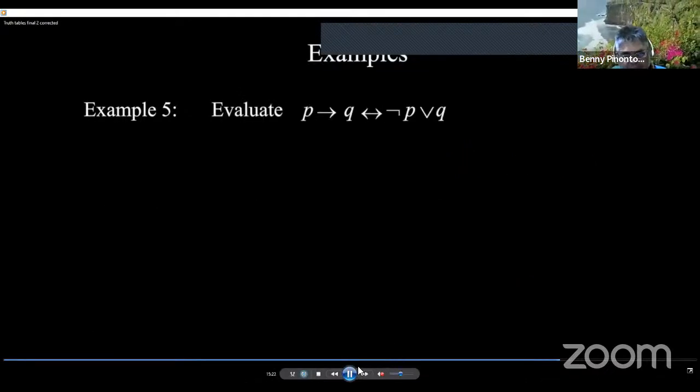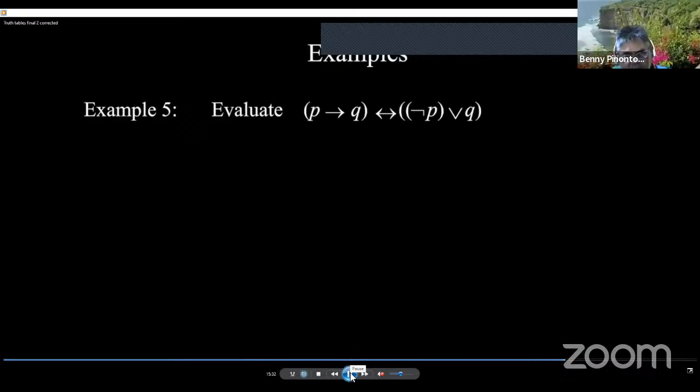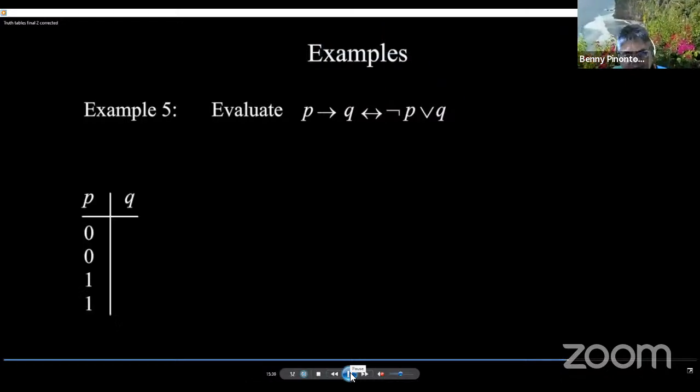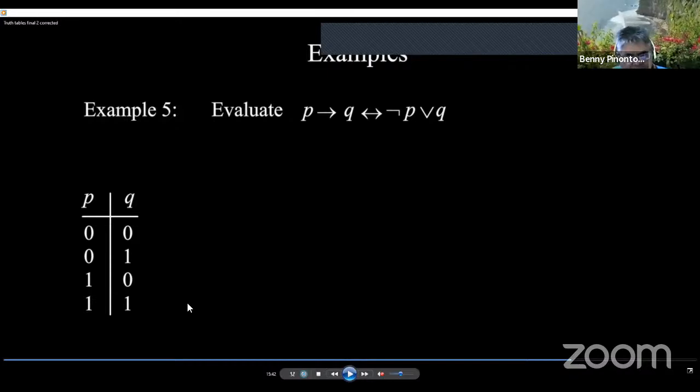Okay, then this one is this. Now you have to read it like this. Okay. Then let's evaluate this. So again, there are two variables, and that's all the combination. And to make the combination systematic, again, you have to do 0, 0, and 1, 1s first. Yeah, 2 zeros and then 2 1s.